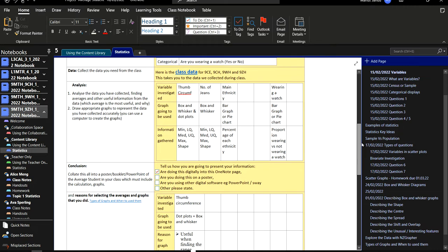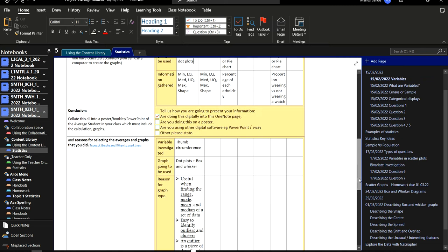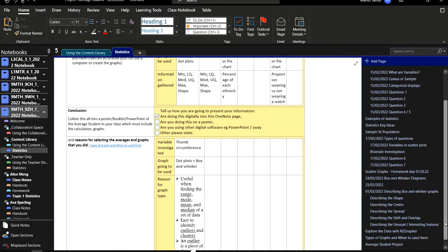All right. Now, I want to give reasons for selecting the average and graphs that you did. So what did I do? Thumb circumference, dot plots and box and whisker. And now it says reason for graph type. Yes? And I've got a lot of stuff there, which I can get where? See over here where it says types of graphs and when to use them.